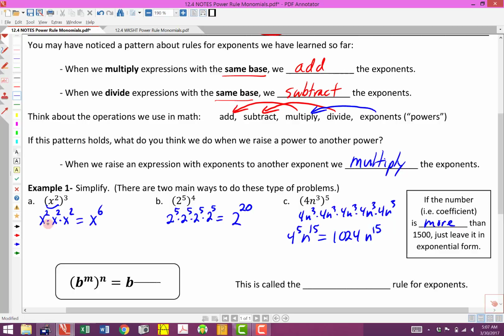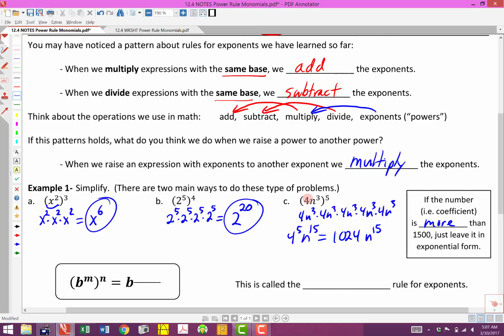So let's come back here and make sure that this rule would actually work. We did this by expanding every one of those, and that's a pain. Let's see if we can use multiplication with those exponents and get the same answer. 2 times 3, this is a power raised to a power. 2 times 3 is 6, so we got that one right. 2 to the 5th raised to the 4th, that's a power raised to a power, so we multiply these. 5 times 4 is 20, so we got that one right.